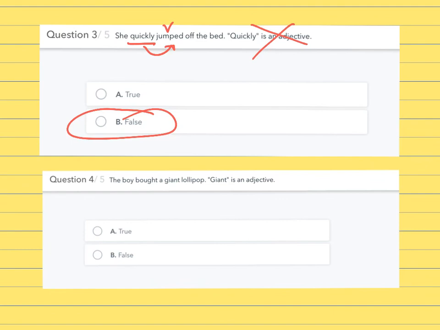Let's look at 4. The boy bought a giant lollipop. Giant is an adjective. So let's ask, well, what is giant? Giant is describing lollipop. Lollipop is a noun. That means yes, this is an adjective.